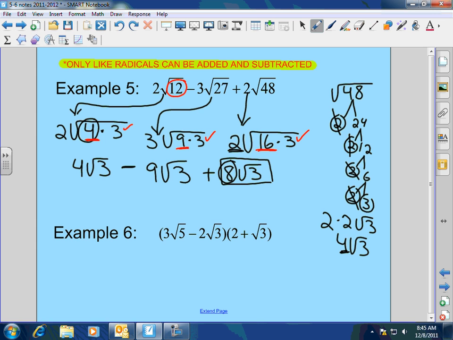So now that I have all radical 3's, I can go ahead and add this. 4 radical 3 minus 9 radical 3 is negative 5 radical 3. Negative 5 radical 3 plus 8 radical 3 is 3 radical 3. And you're done.